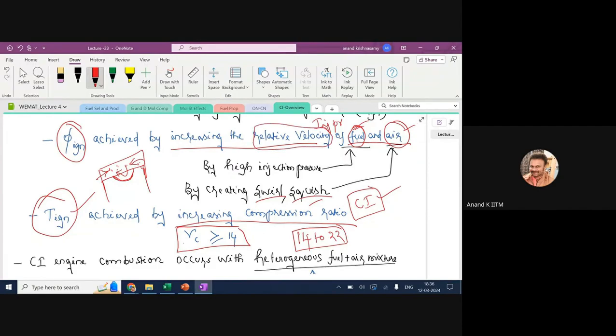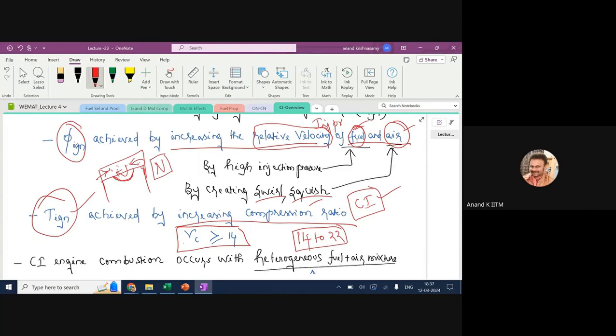Please note that whatever events I have just now discussed, all this happens within a very small time scale: millisecond, microsecond, or even nanosecond. It depends on the engine running speed. Engine running speed will decide the total cycle time. And whatever events we are discussing are happening during a fraction of the total engine operating cycle time.